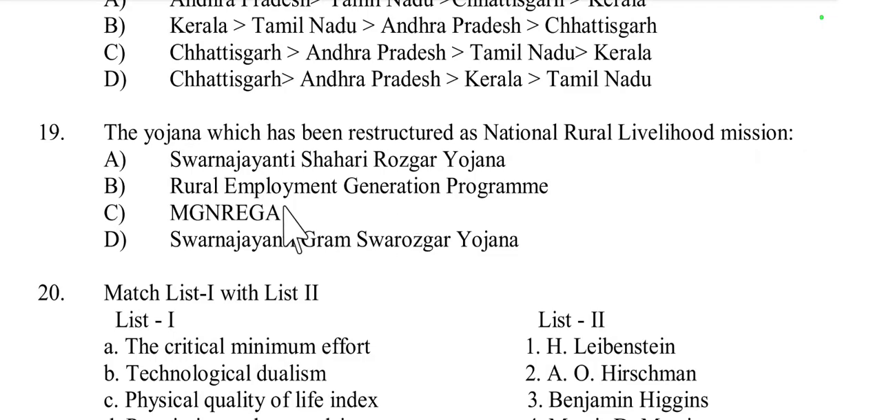Then question number 19, the Yojana which has been restructured as the National Rural Livelihood Mission. Which policy or Yojana was restructured or renamed as the National Rural Livelihood Mission? Swarna Jayanti Shahari Rozgar Yojana, Rural Employment Generation Program, MGNREGA, or Swarna Jayanti Gram Swarozgar Yojana? The Swarna Jayanti Gram Swarozgar Yojana was launched in 1999. This program was restructured as the National Rural Livelihood Mission in 2011.